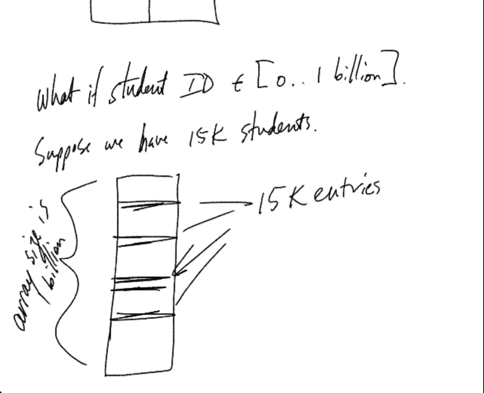So most of the array is empty. And that's a waste of space. Can we use that space more efficiently? The answer is yes, we can use hash tables.